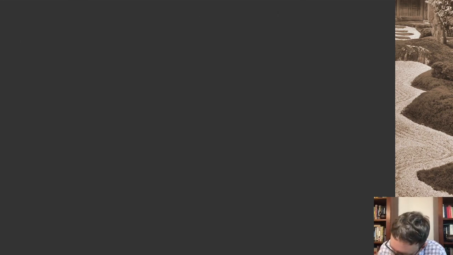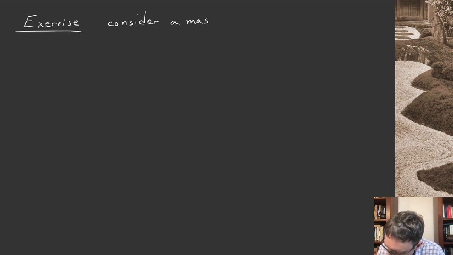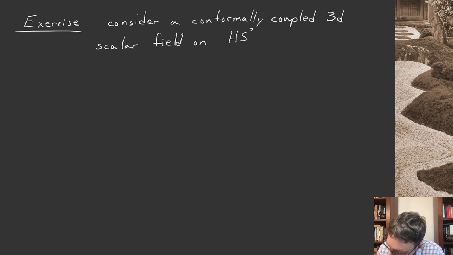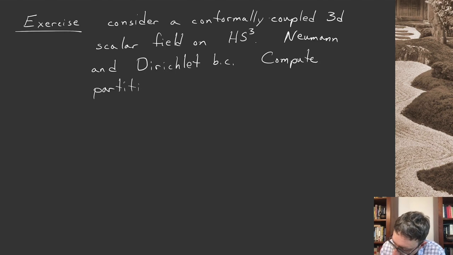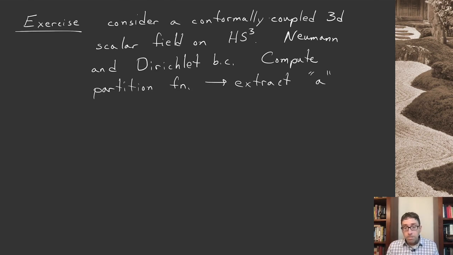So I'll give you an exercise. It's to consider, it's actually not massless now, it's a conformally coupled 3D scalar field on a hemisphere, a 3D hemisphere, and you're instructed to use both Neumann and Dirichlet boundary conditions. There are two cases to consider. Compute the partition function like we did for the scalar field on an S2 and extract from this the A coefficient. You don't have to worry about B in this case since we're working on a hemisphere.